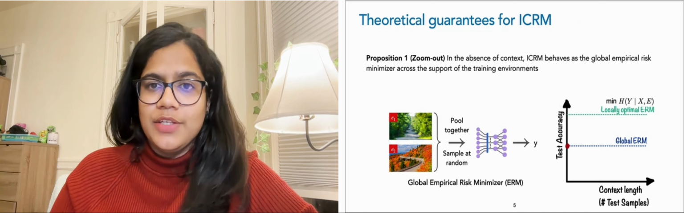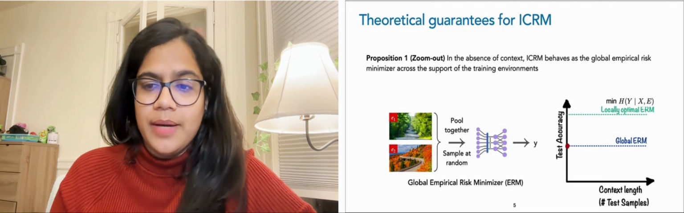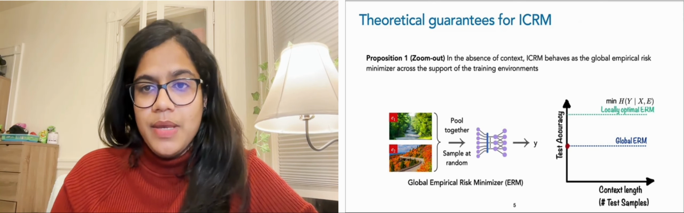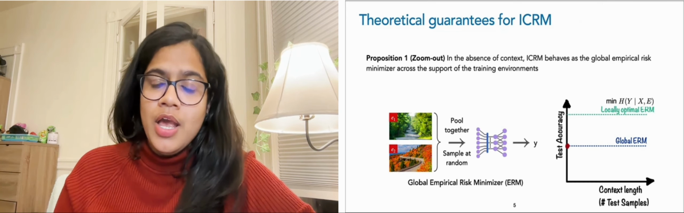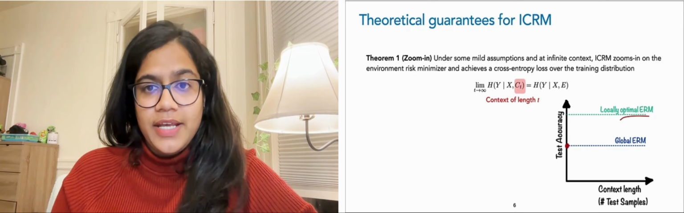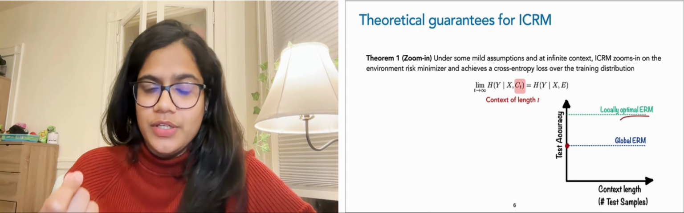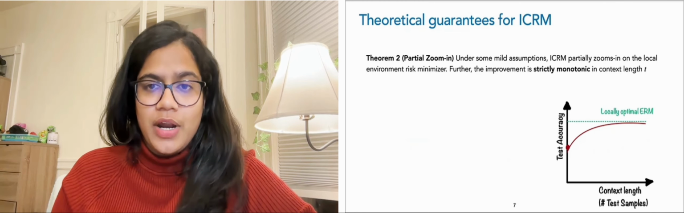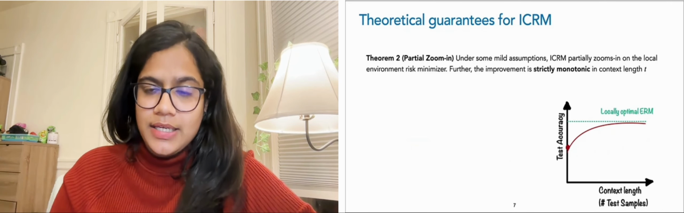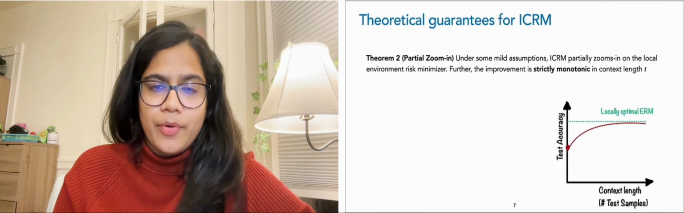We also established theoretical guarantees for ICRM. All of the guarantees can be understood from this graph, which denotes test accuracy on the y-axis and context length, or the number of test samples, on the x-axis. The first result shows that in the absence of any context, ICRM behaves the same way as the global empirical risk minimization model, which pools data from all the training environments together and samples a data point at random during training. As the context goes to infinity and under some assumptions, we can show that ICRM zooms in on the locally optimal empirical risk minimizer of the test environment. Under some other assumptions on the graphical model, we can also show that ICRM's improvement with context is strictly monotonic in context length T. So even with one context sample, ICRM is bound to exhibit performance improvements compared to the global ERM model.